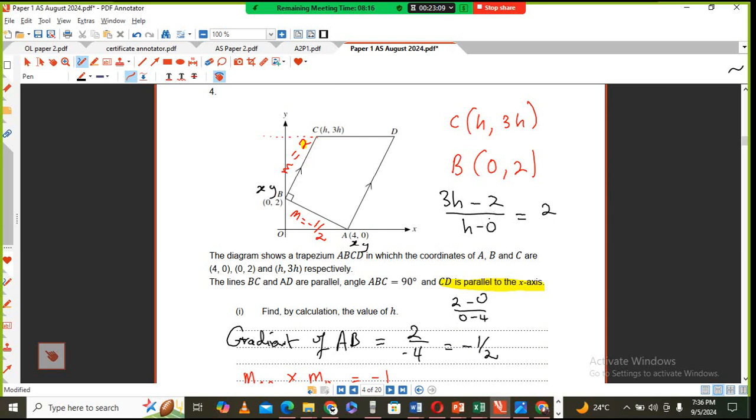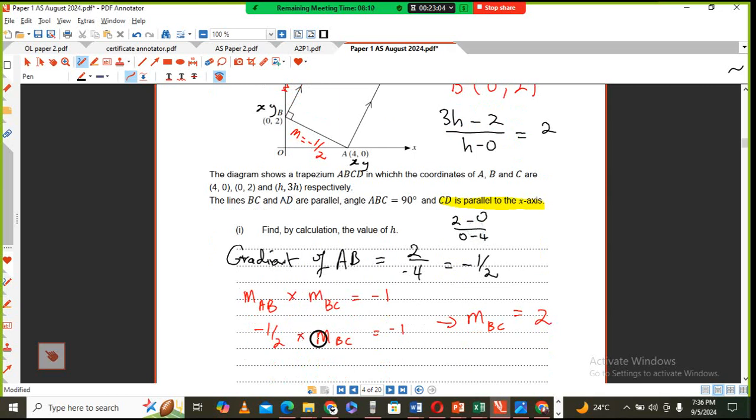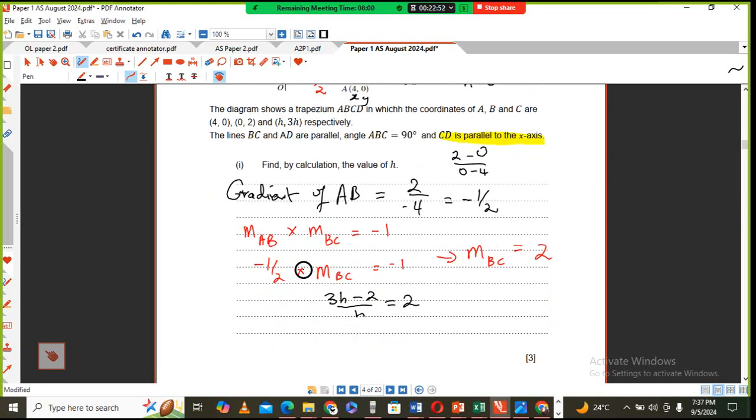Yes. So from here, I can actually calculate my value of h. So I'll just keep it so that you can see it. So I have, let me just rewrite it, 3h minus 2 over h is equal to 2. Clear? So that implies 3h minus 2 is equal to 2h if I cross multiply. Then h will be equal to 2. Yes. That's all that you had to do in that particular one.